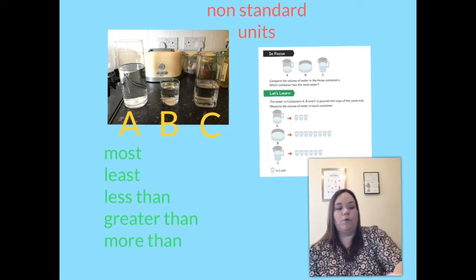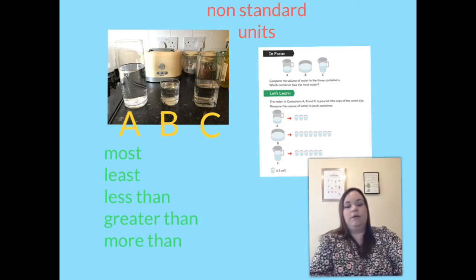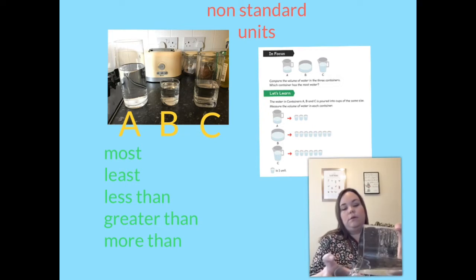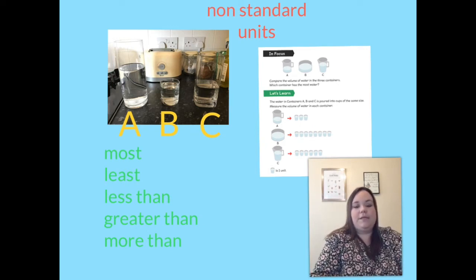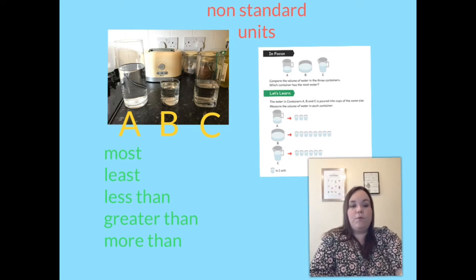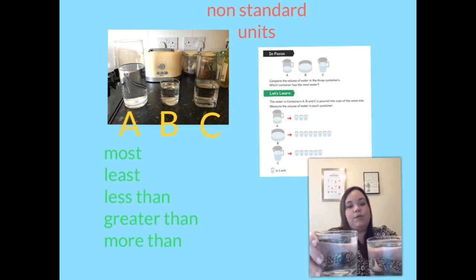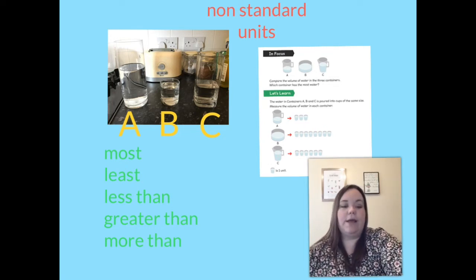So I've got a full glass of water there. So at the moment I've got 1 unit of water, and I'm going to fill the other one. And now my vase is empty and I've got another full glass. So that means the volume of water in container C is 2 units.